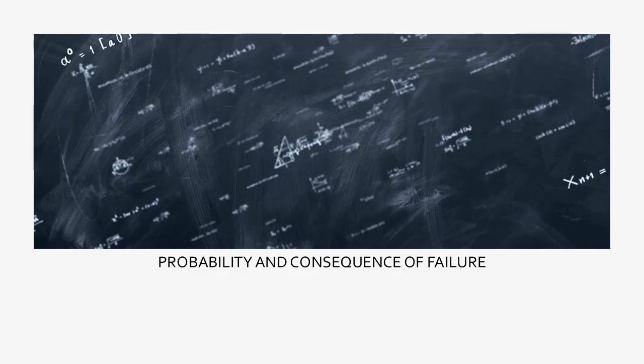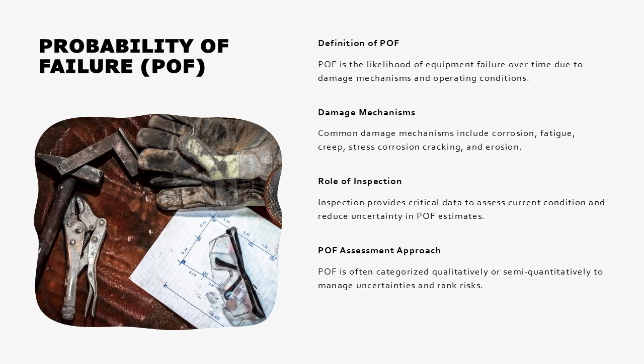Probability of failure, POF, consequence of failure, COF. Probability of failure, POF, represents the likelihood that a piece of equipment will fail within a defined period of time due to one or more damage mechanisms. In RBI, POF is not simply based on historical failure rates; instead, it is derived from an understanding of active degradation processes, material properties, operating conditions, and inspection effectiveness.